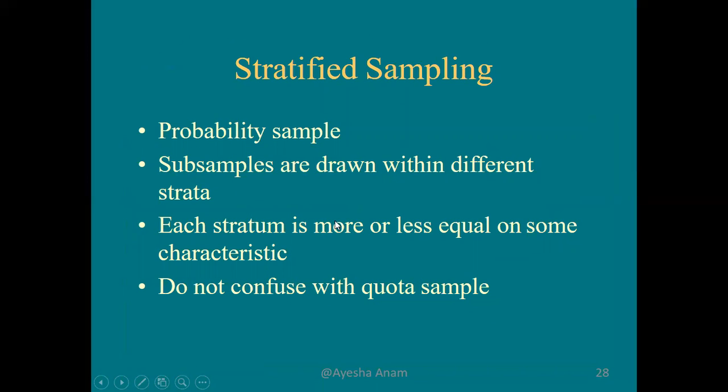Stratified sampling, this comes under probability sampling. So in this sampling, sub-samples are drawn within different strata. So there are different groups that are termed strata, and sub-samples are picked out from these different strata. Each stratum is more or less homogeneous on some characteristics. So it should not be mixed up with quota sampling.